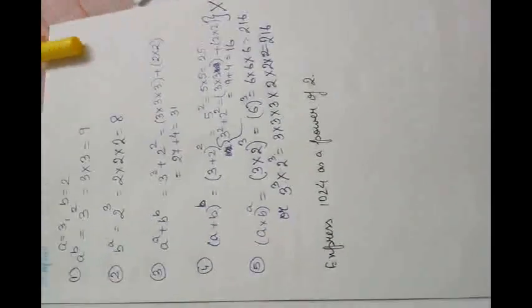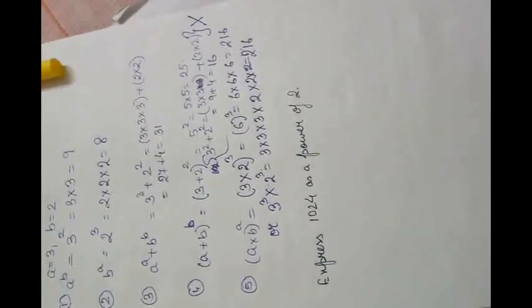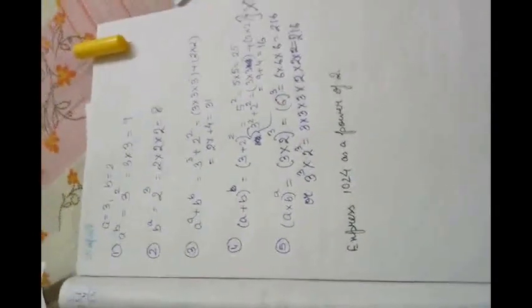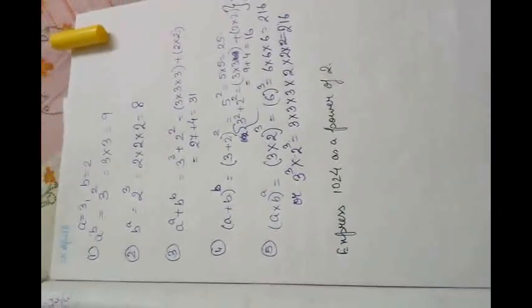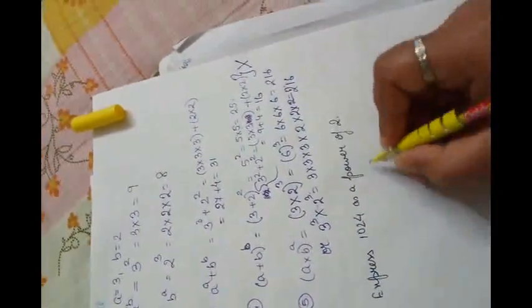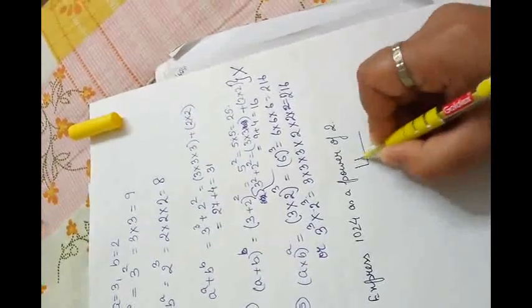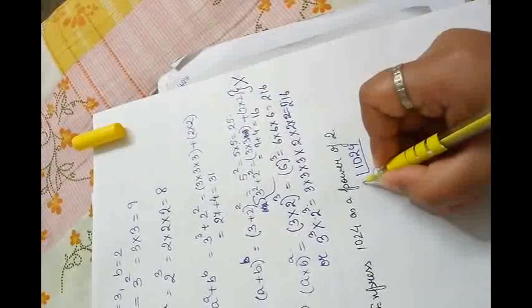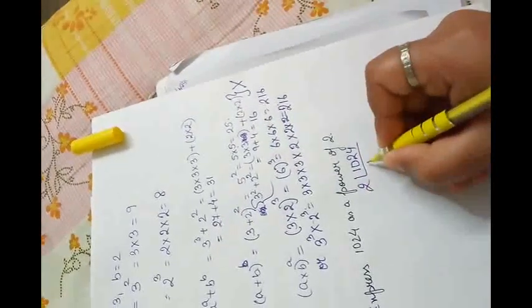The next question that we have is express 1024 as a power of 2. Now this we have already done in our previous class, where we have a number and we need to express it in a given exponential form. So the process remains the same. The first thing that we need to do is we will show the prime factors.